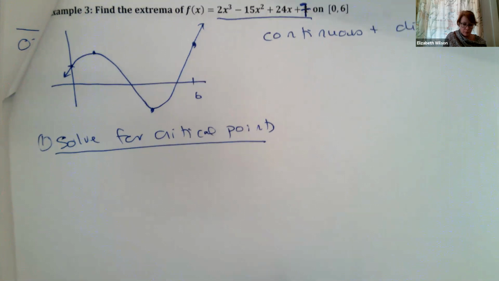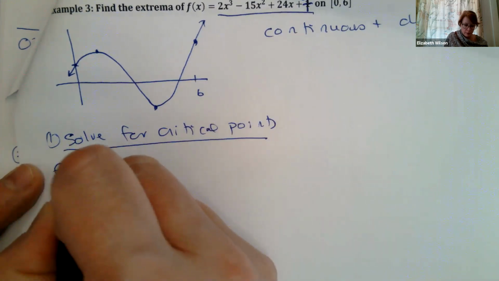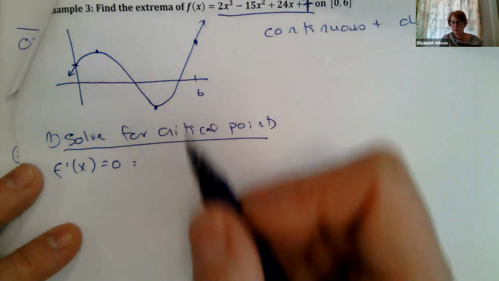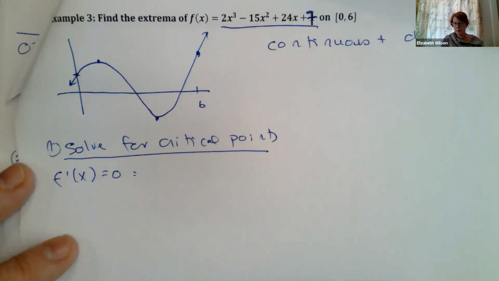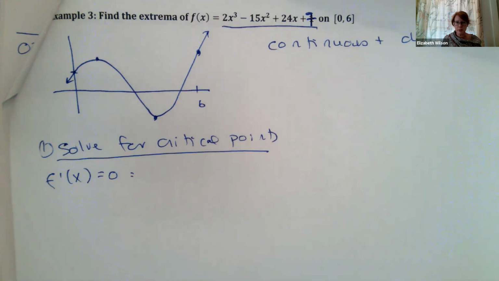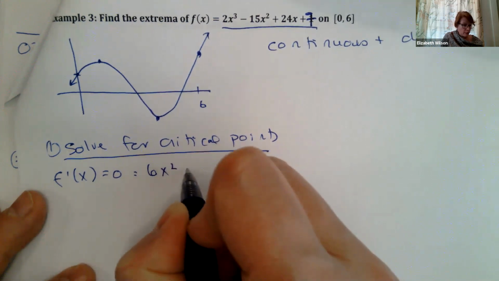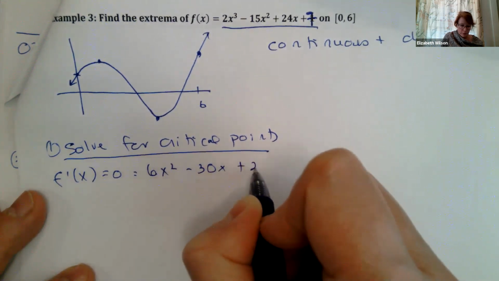Okay, so I'm going to say f prime of x equals 0. I'm using my power rule. Remember, we're pretending that we know the power rule. We're going to pretend that we're using the definition of the derivative because officially we haven't had the power rule yet, but we're doing it anyway. 6x squared minus 30x plus 24.